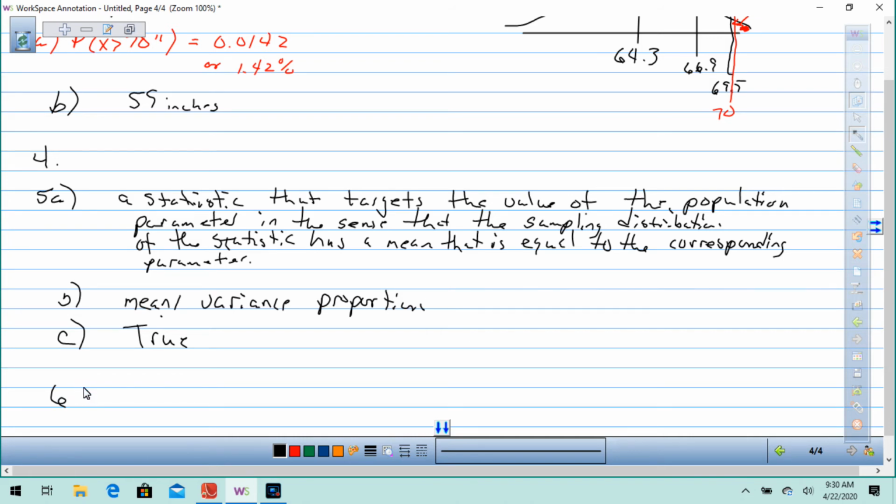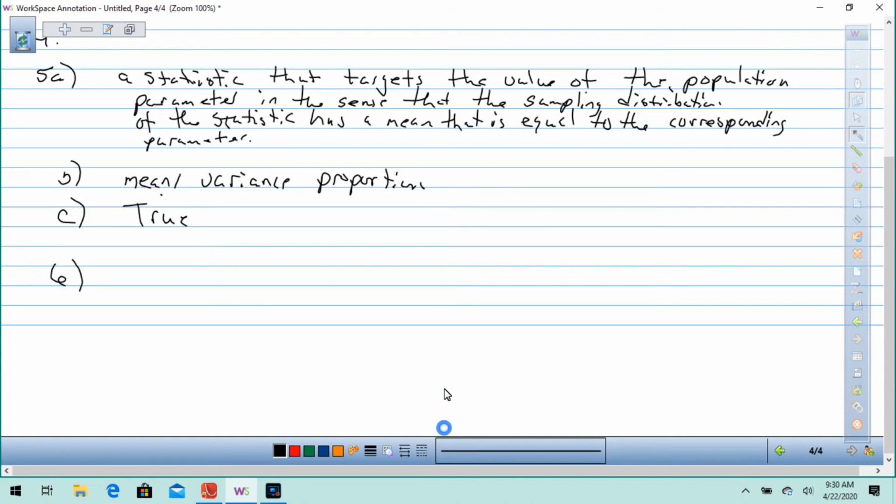6. Disney monorail. The Mark 6 monorail used at Disney World has doors with a height of 72 inches. Heights of men are normally distributed with a mean of 68.6 and a standard deviation of 2.8. What percentage of adult men can fit through the door without bending? All right, so let's see here. It has a height of 72 inches. Heights of men, the mean is 68.6 and a standard deviation of 2.8.